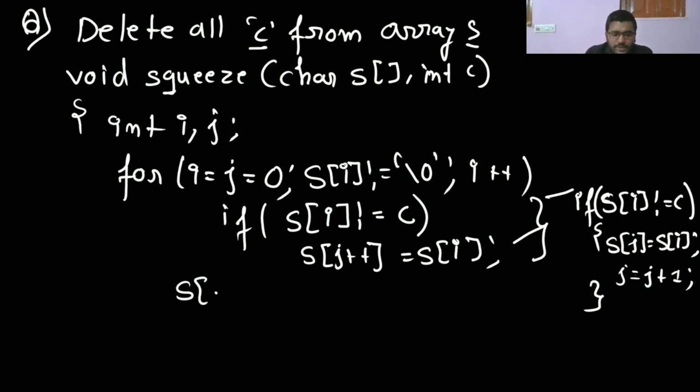And at last, this is the code. I just used this code to explain how this works. Whenever you write s of j plus plus, it is a post increment, so first it uses the current j. Understood?